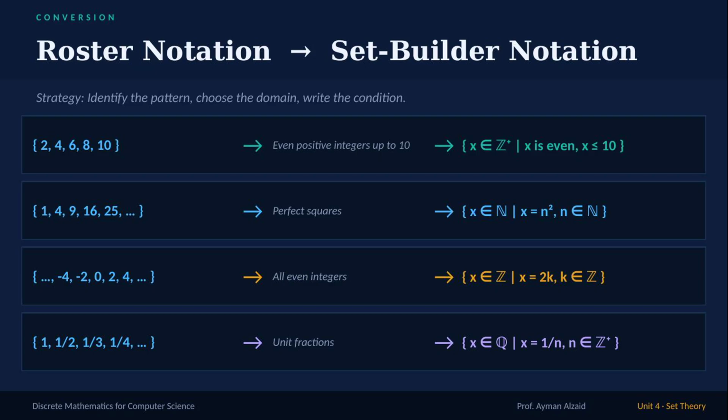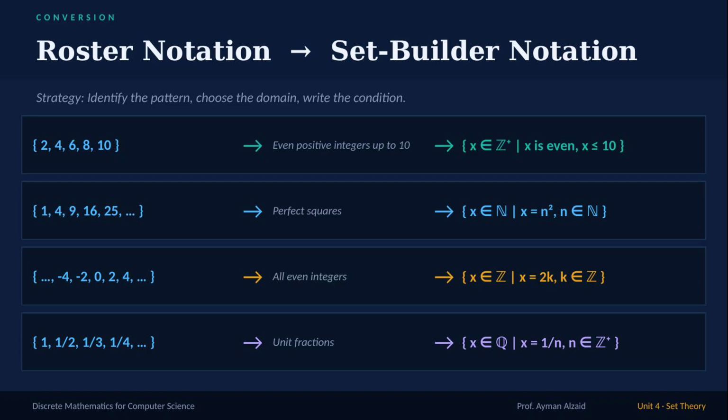Now let's go the other direction, converting from roster notation to set builder notation. The strategy has 3 steps. Identify the pattern, choose the appropriate domain, and write the condition. Example 1, the set containing 2, 4, 6, 8, 10. Pattern: even positive integers up to 10. Set builder: the set of x in the positive integers such that x is even and x is at most 10.